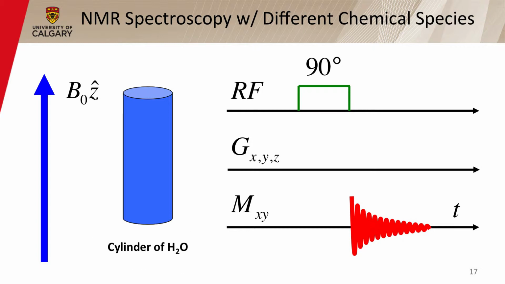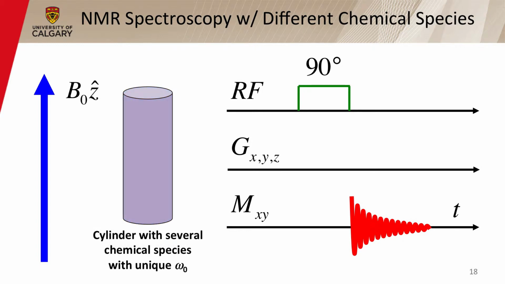But what if we start taking a cylinder that has several chemical species? And you can tell on the slide that there are now several species because the cylinder has gone from blue to purple. And so basically each one of these chemical species is going to have its own unique free induction decay that's going to have a T2 component, and it's going to have a concentration based on how much of that particular compound is present in our sample. And so those free induction decays are going to have constructive and destructive interference when we actually try to read them out on our pickup coil.